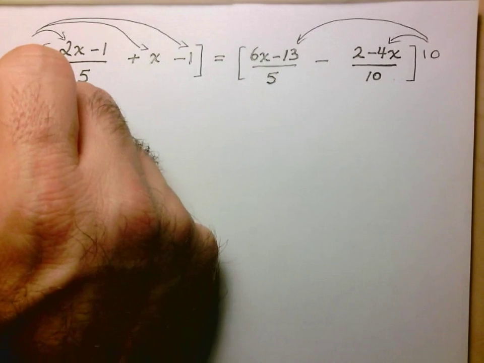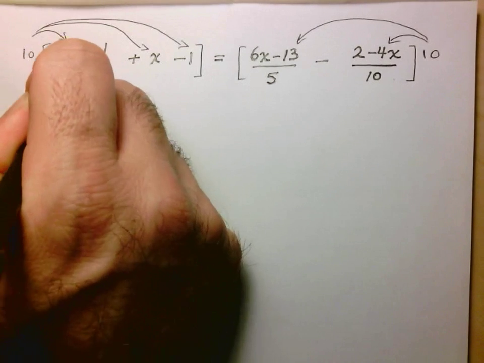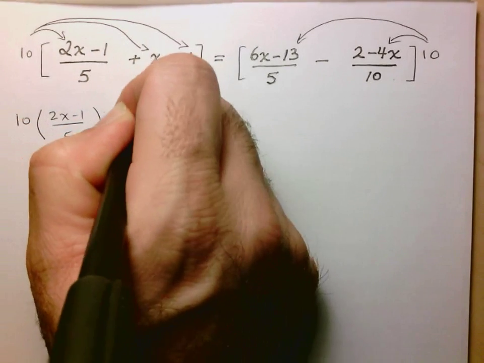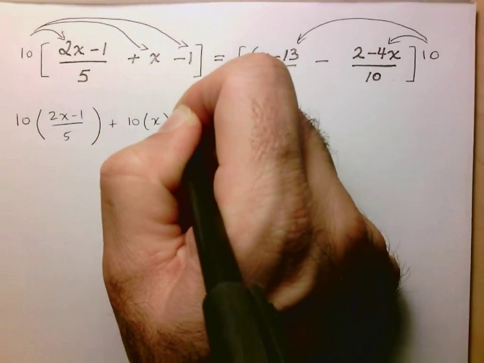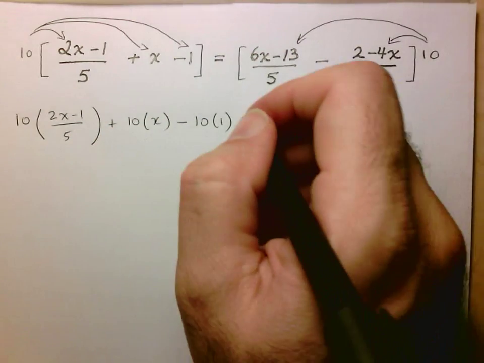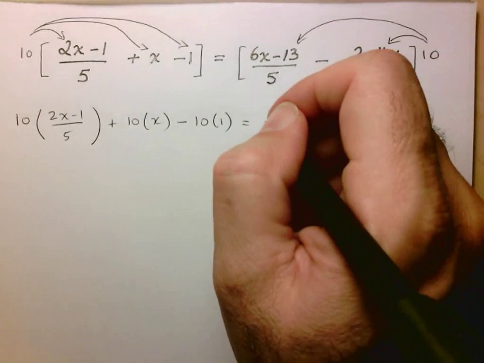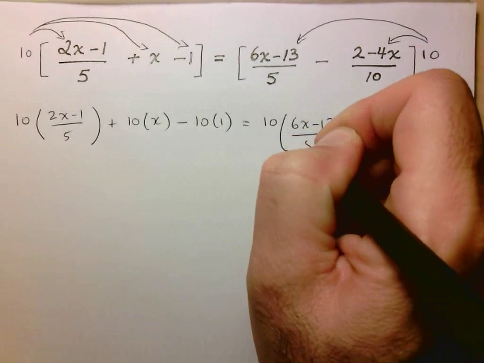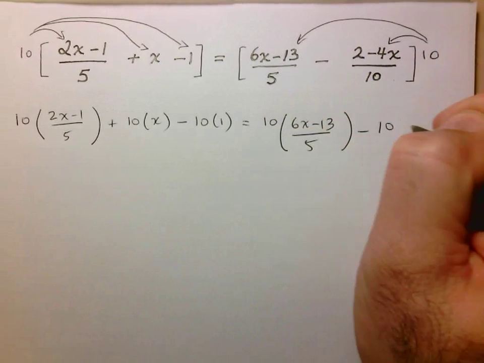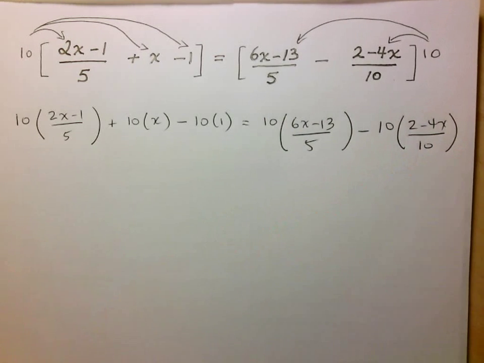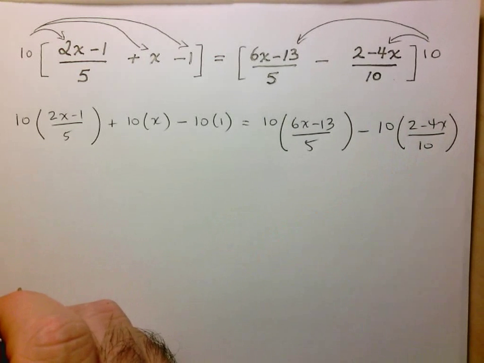So I'm going to show here that I'm multiplying 10 times the first term, which is (2x minus 1) over 5, okay, plus 10 times x minus 10 times 1, and so now I'm going to do the same thing on the right-hand side. 10 times the first term, (6x minus 13) over 5, minus 10 times (2 minus 4x) over 10. Okay, and now I'm going to go ahead and perform these multiplications.